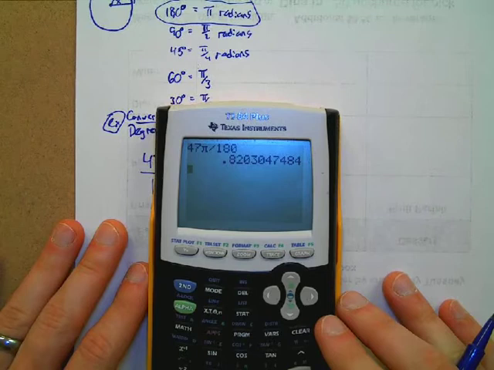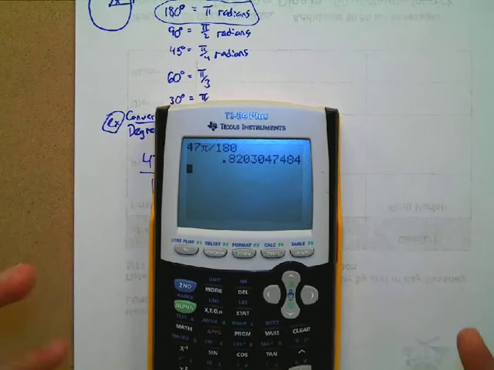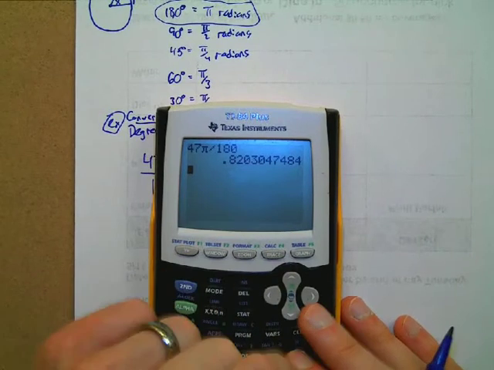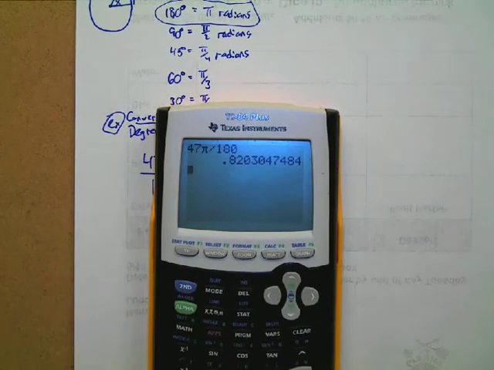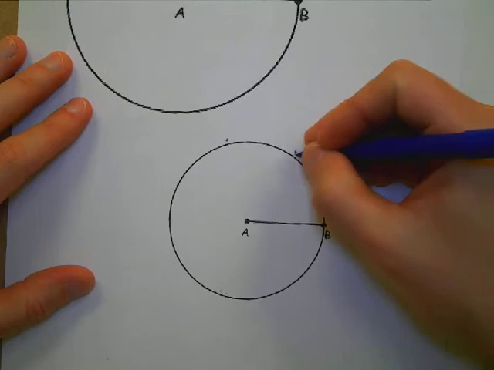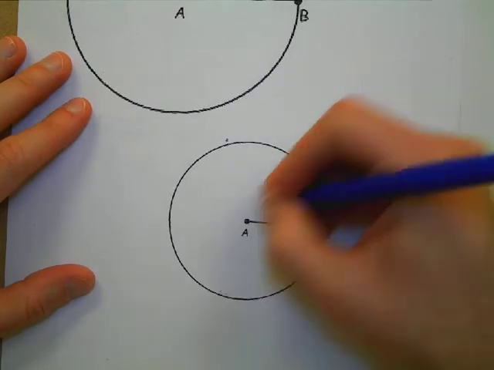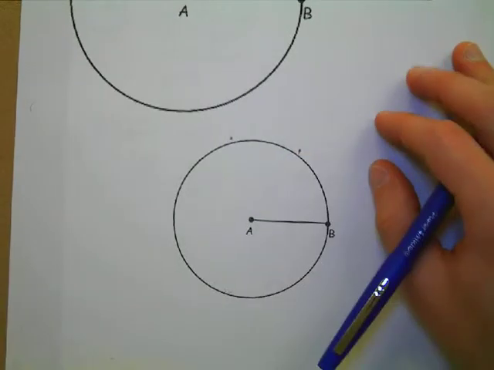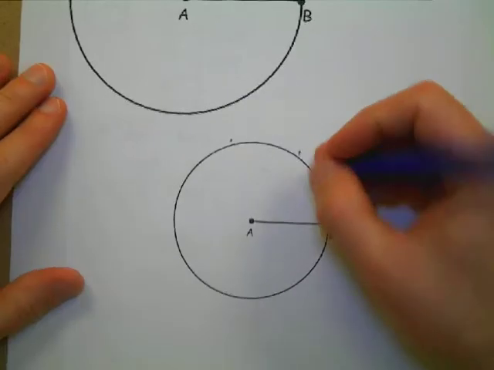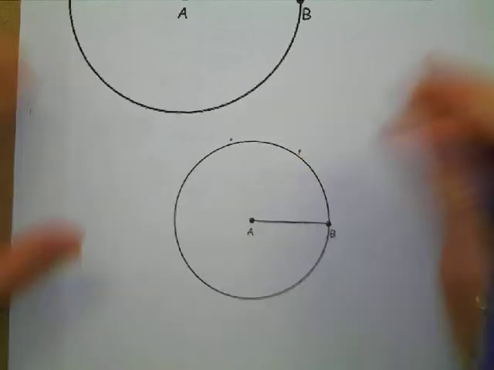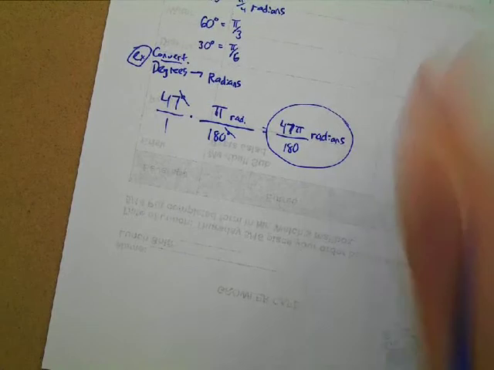All right, 0.820. So it's just less than 1 radius around the circle. If we go back to those circles we were looking at earlier, 47 degrees would be, well, there's 1 radius, so 47 degrees would be somewhere here. We create this angle right here. Because that's 1 full radius, and the radian measure is 0.82, so just a little bit less than that, and that would create that angle right there. Okay, 47 degrees.